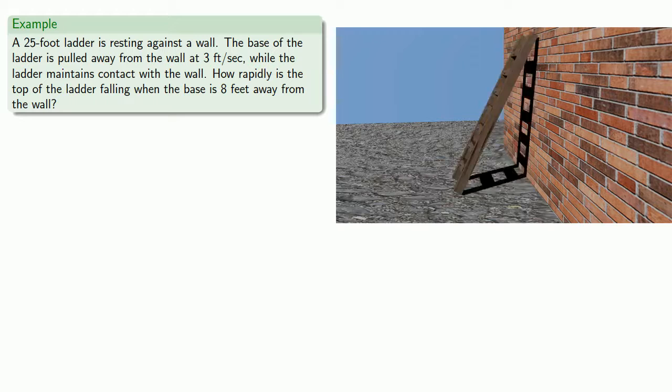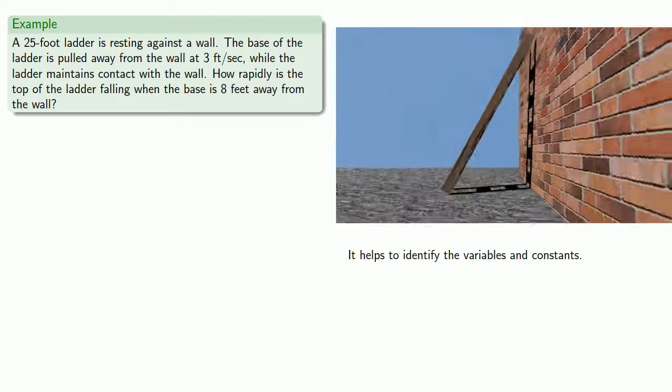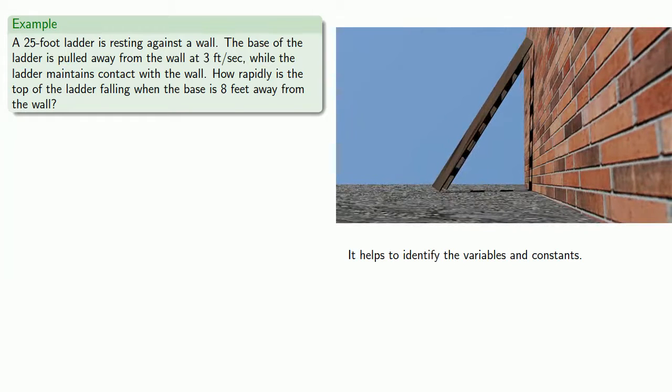Now, while these drawings in perspective are great for showing what actually happens, they're not so good for representing what actually happens. So let's change our viewpoint so that we can get a better picture of what's really going on. It helps to identify the variables and constants. So let's let our ladder slide a little bit.